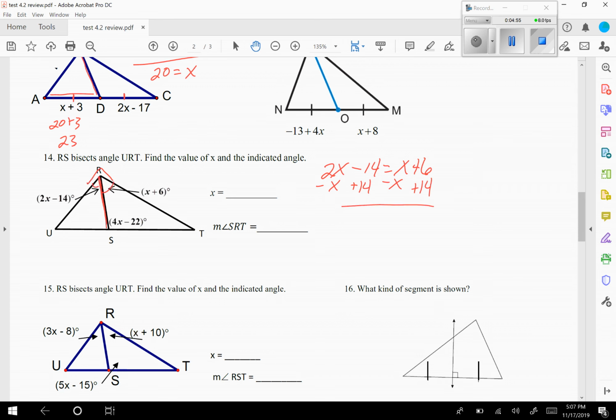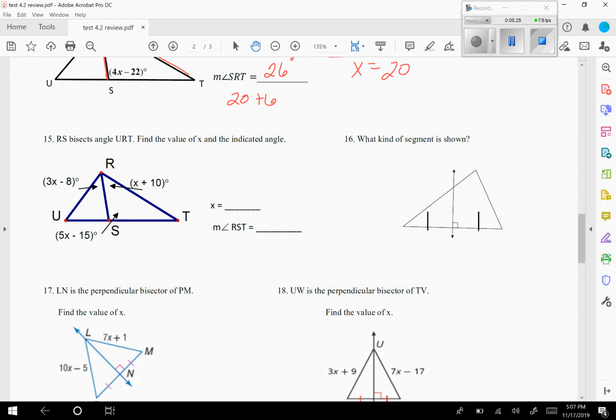Okay, I'm doing the two steps all in one just to save some time. So 2x minus x is x, and 6 plus 14, that's 20. So x is 20, and then now it says find the measure of angle SRT. So SRT, it's this angle over here. So we're going to do x plus 6. So 20 plus 6, so it's 26 degrees.